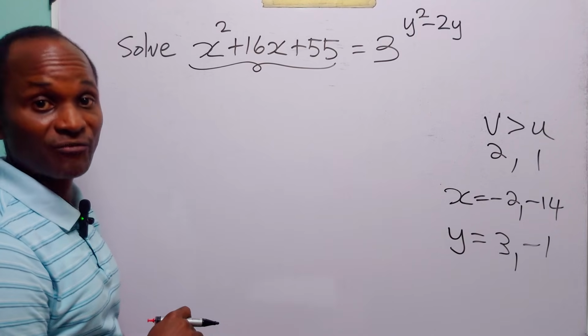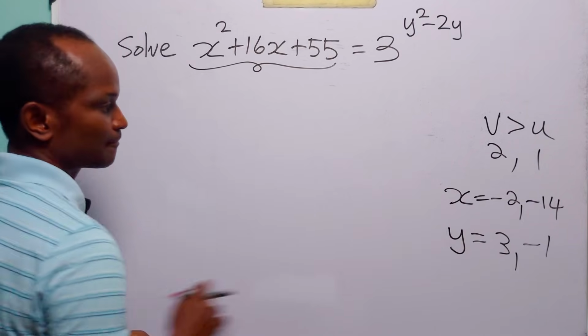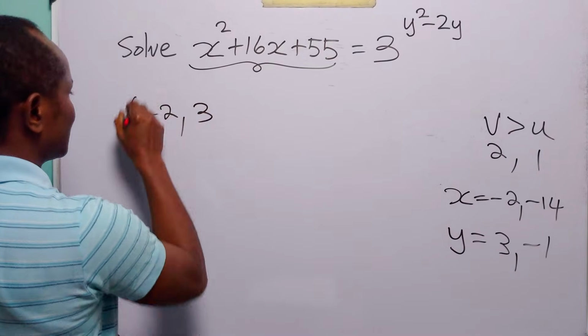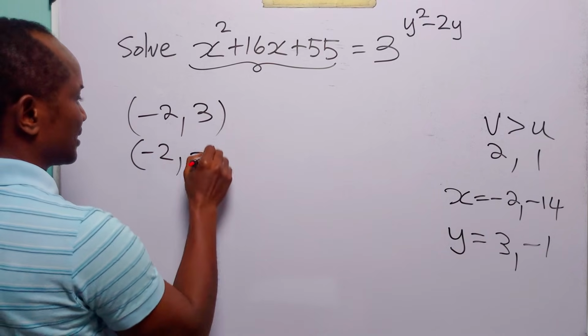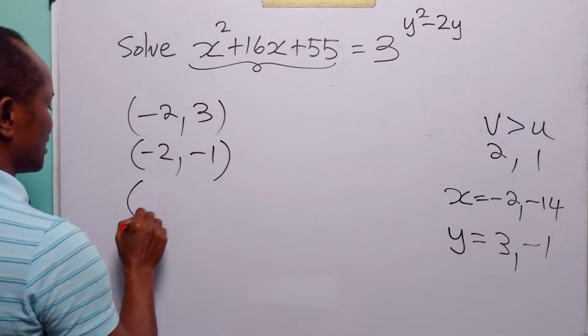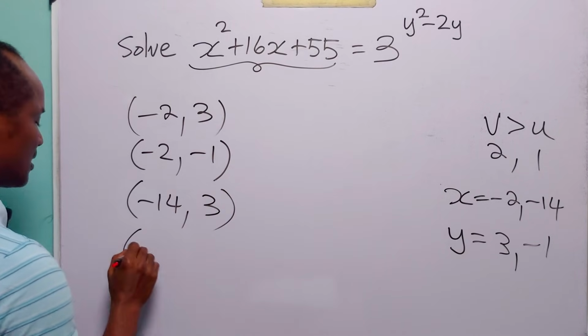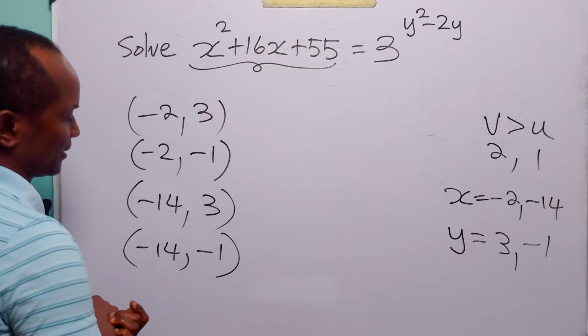And finally, the four integer points that satisfy this equation are minus 2 and 3, minus 2 and minus 1, minus 14 and 3, minus 14 and minus 1.